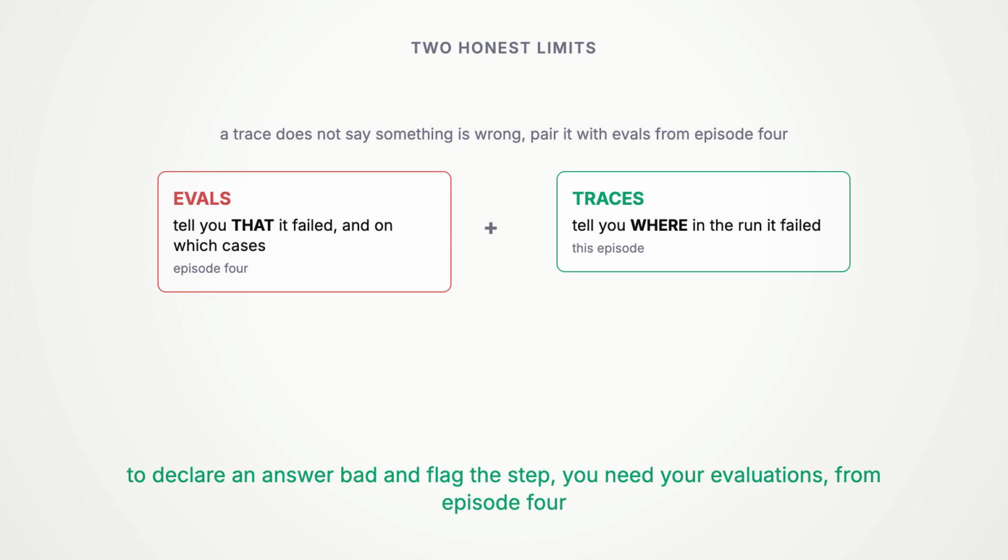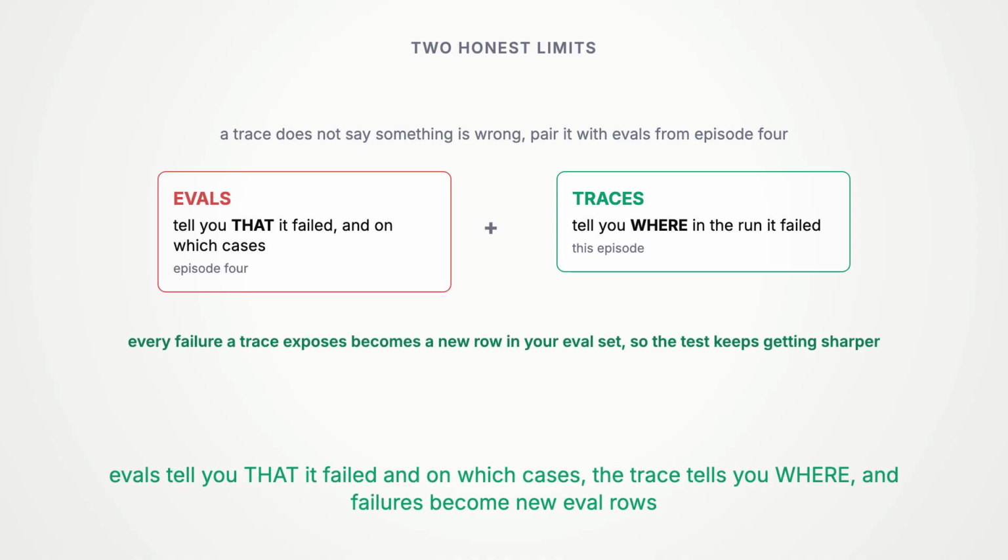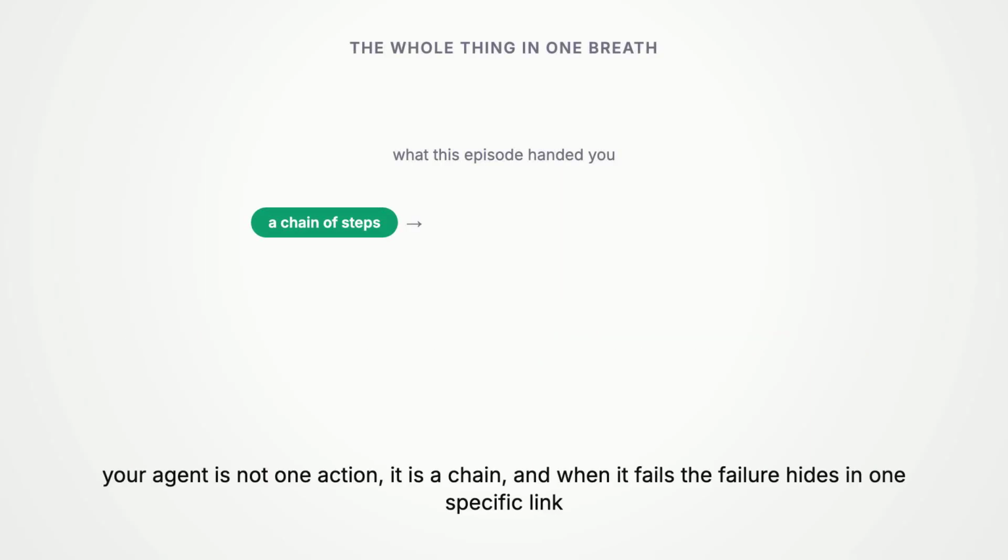So now you can see the beautiful pairing. Your evals tell you that it failed and on which questions. Your trace tells you where in the run it failed. Together, they turn debugging from a shrug into a method. And every failure a trace exposes can become a new row in that eval set, so your test keeps getting sharper. So here is the whole thing in one breath.